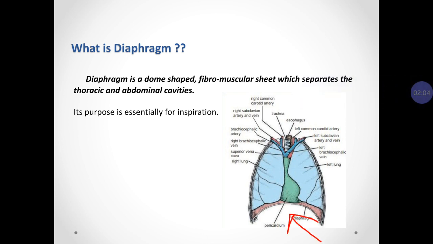As I have pointed out in the diagram is the bottom structure, which is almost pinkish in color, and it is separating our thoracic cavity from the abdominal cavity. It is dome shaped as evident from the figure.